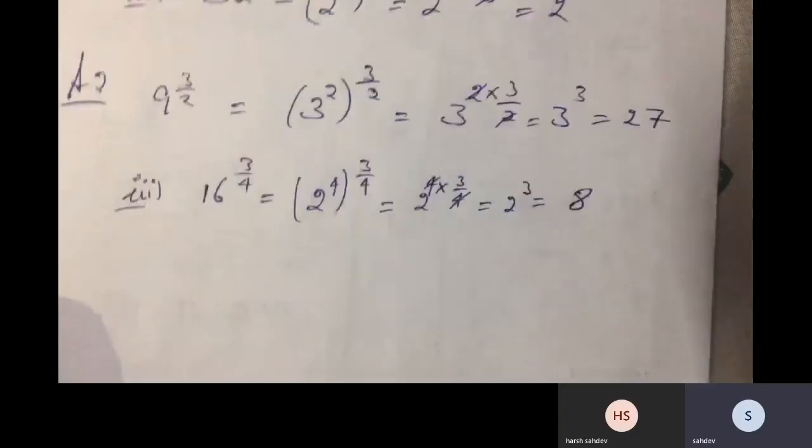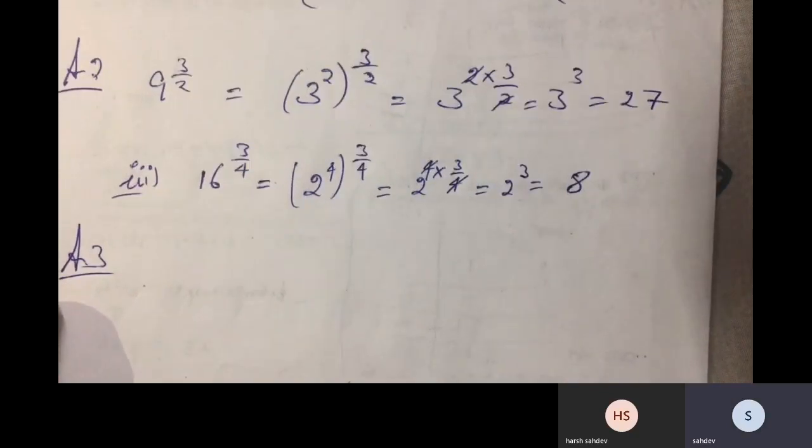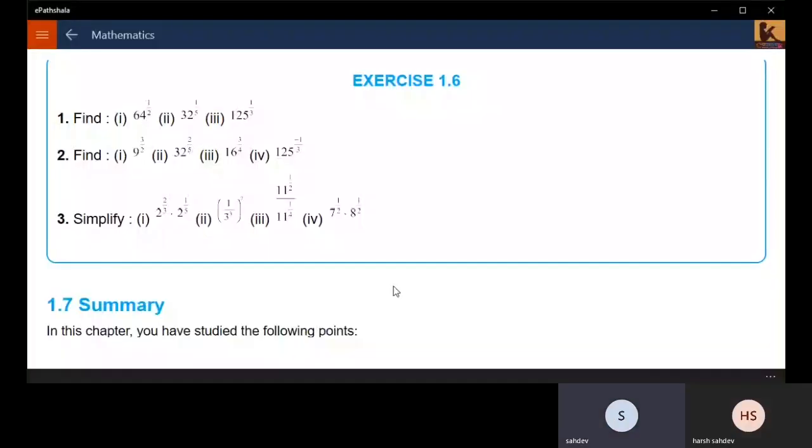Now we'll take the third one, and the third one is simplify. Let's take the question first. Simplify 2 raised to power 2 by 3 into 2 raised to power 1 by 5. You have to simplify 2 raised to power 2 by 3 multiplied by 2 raised to power 1 by 5. Again we know the bases are the same, the powers will get added.